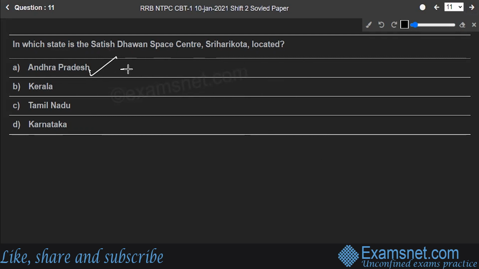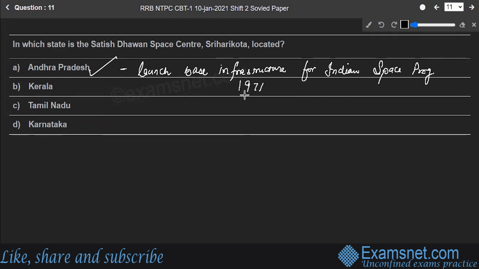This center is an agency responsible for providing launch base infrastructure for the Indian space program. It was established in 1971. Satish Dhawan Space Center, SDSC, or Sriharikota High Altitude Range, that is SHAR, is a rocket launch center operated by the Indian Space Research Organization, ISRO. So we have Andhra Pradesh as the correct answer to the question.